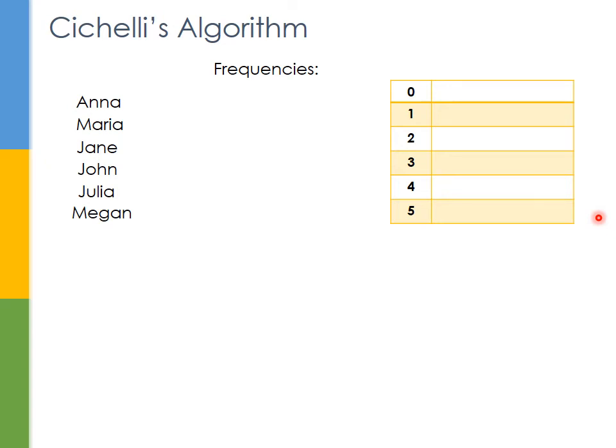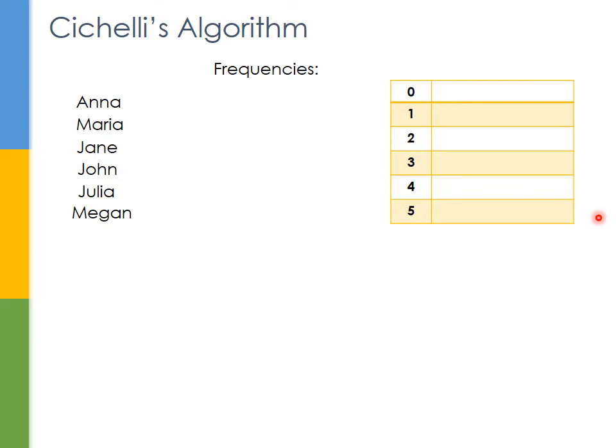Okay, let's do another example of Cichelli's, and this time we will do a lot of recursion. In this case, let's say I am hashing these names into my table. I have exactly 6 names: Anna, Maria, Jane, John, Julia, and Megan. And then, because there are 6 words, I will have a table size of 6.